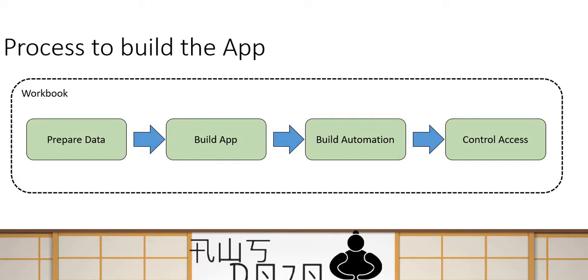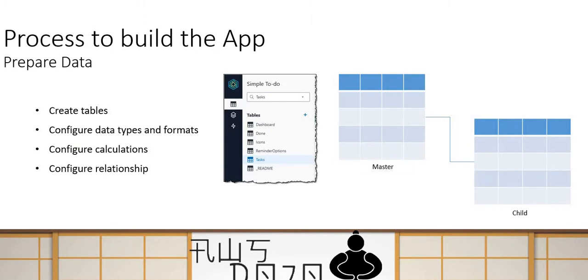Okay. So let's go through each of these steps in progress so that you understand the process of building the applications. Starting with preparing the data. In Honeycode, you can create multiple tables. These tables are also called sheets, like an Excel sheet. So you can create multiple tables.